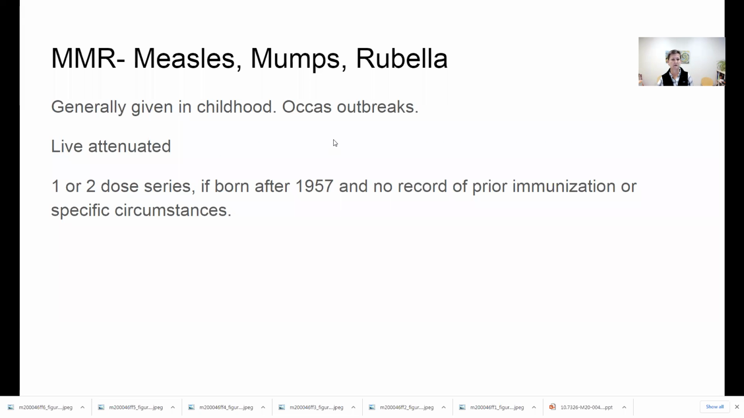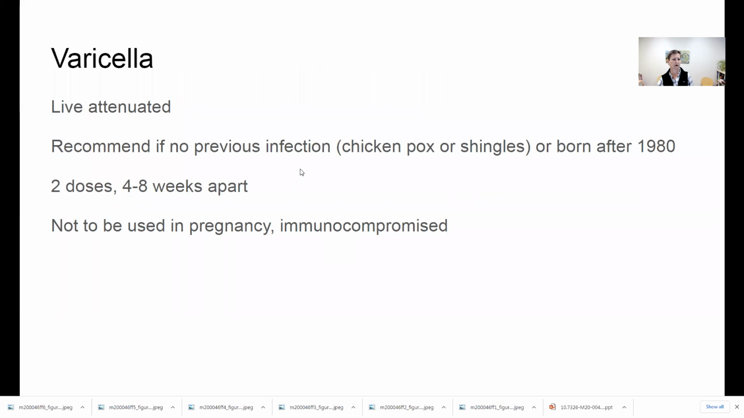Varicella is chickenpox. That is a live attenuated vaccine. This is recommended if you've not had chickenpox or if you were born after 1980. For many of us that are older, most of us had chickenpox as kids, but kids nowadays, there aren't chickenpox parties anymore or any of those things, not really.